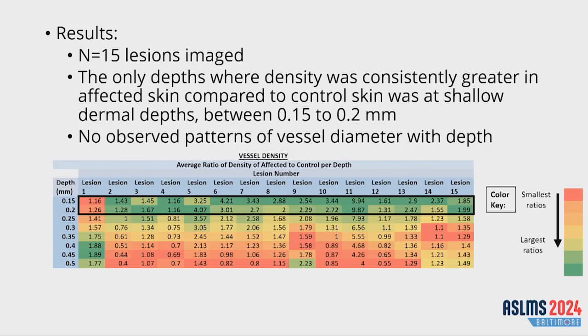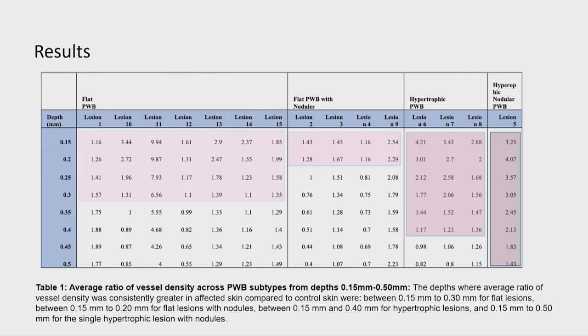Now, I'm just going to give you a really quick summary of some of the things we've been looking at, but looking at 15 lesions here, we found initially that the only depths where density of vessels was consistently greater in affected skin compared to the control skin was at shallow depths, 0.15 to 2 millimeters. And we didn't see any observed pattern of vessel diameter with depth. When we looked a little bit further, we saw that in a flat port wine birthmark, again in our 0.15, actually up to 0.3, we did see increased density. And then when you looked at hypertrophic port wine birthmarks, we saw that to a deeper level, and then hypertrophic port wine birthmarks with nodules, we saw it to even deeper level, down to 0.5 millimeters.